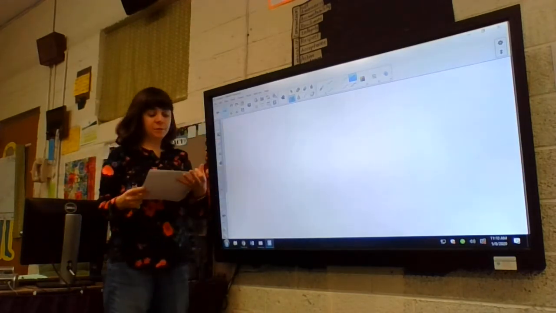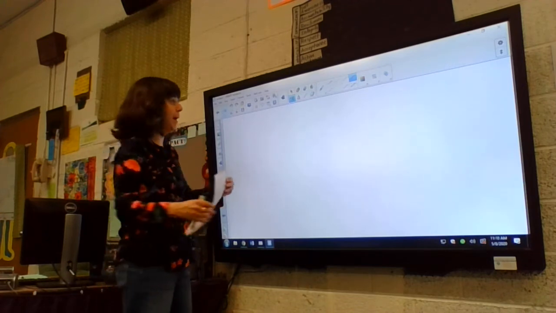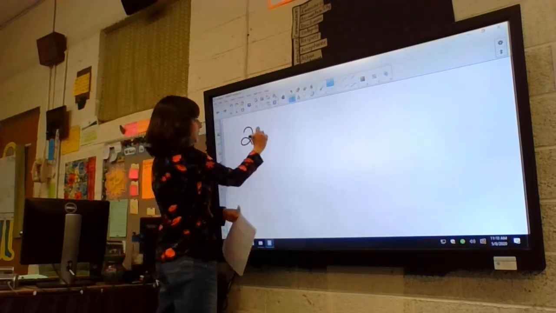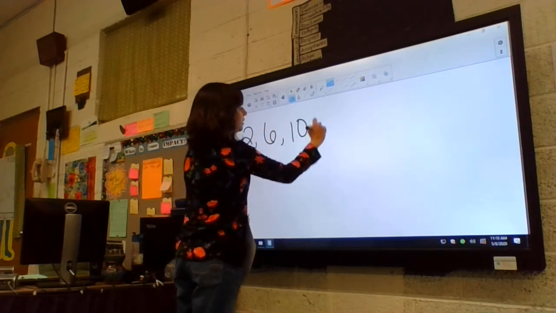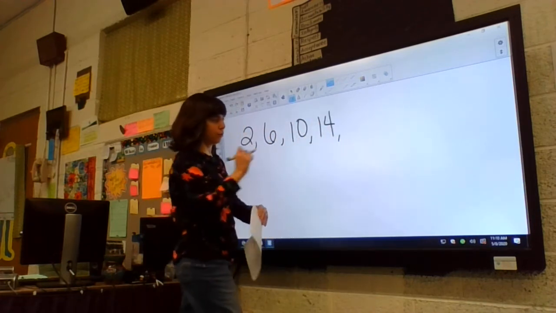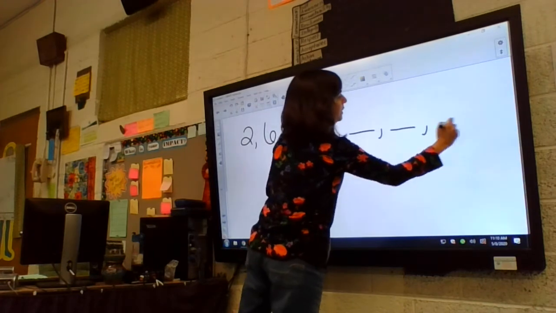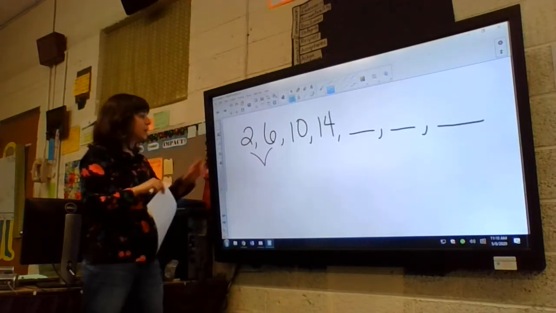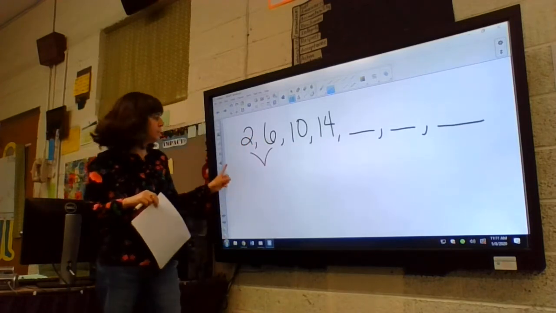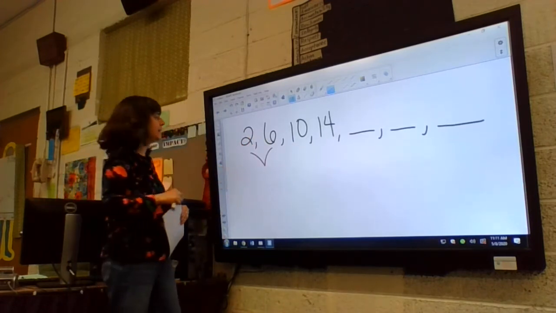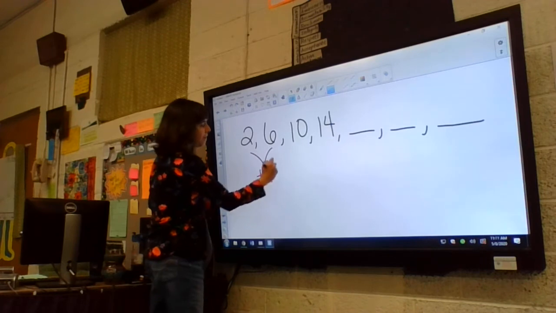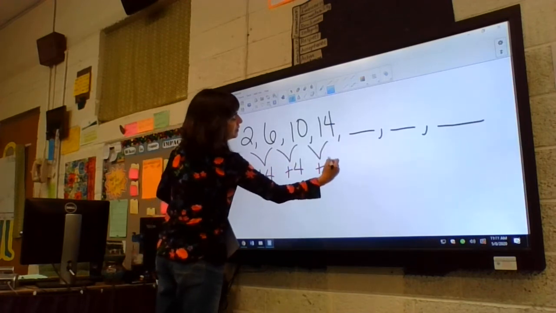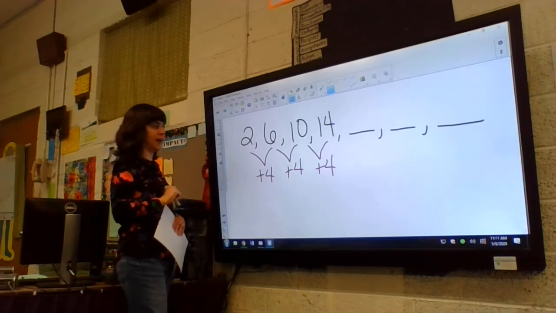Wednesday number 1 says complete the next 3 numbers in the pattern. This one should be pretty straightforward. So we've got 2, 6, 10, 14, and then 3 blanks. The next 3 terms of the pattern, okay? So my numbers are increasing each time. That means I could be multiplying, I could also be adding, and if you just play around with that a little bit, you'll see that you're adding 4 each time. That's our consistent rule, is to add 4.